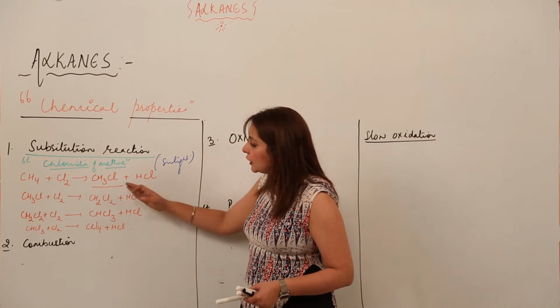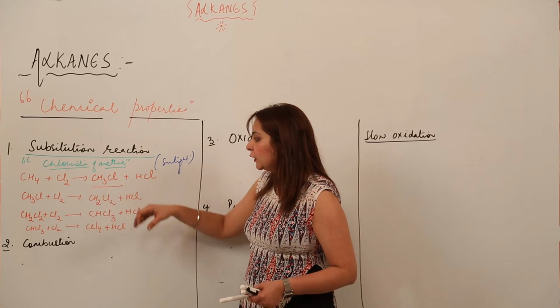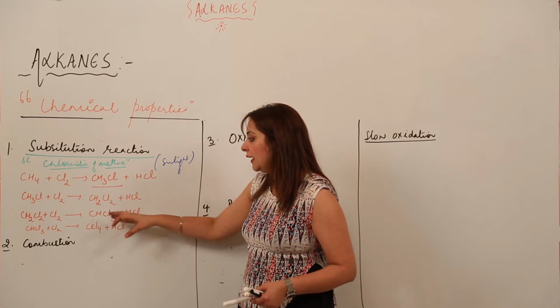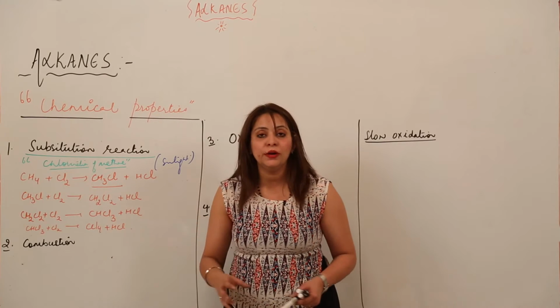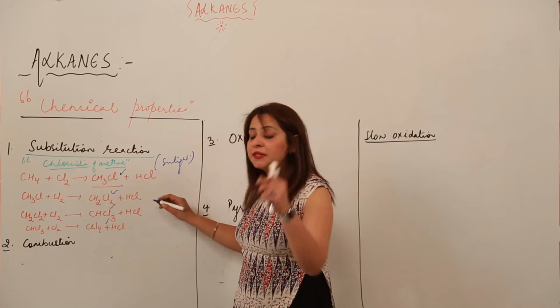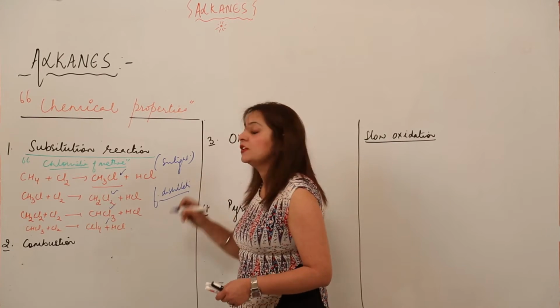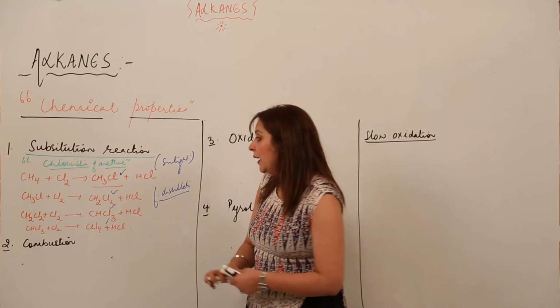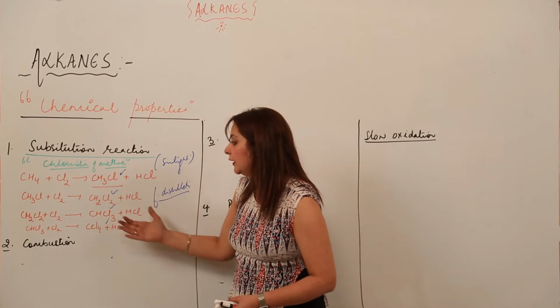Now as you can see, there are so many mixtures obtained: here is methyl chloride, there is methyl dichloride, methyl trichloride, and here we have carbon tetrachloride. But we can separate these mixtures because they differ in their boiling points. So by this process, that is fractional distillation, we can separate the components.